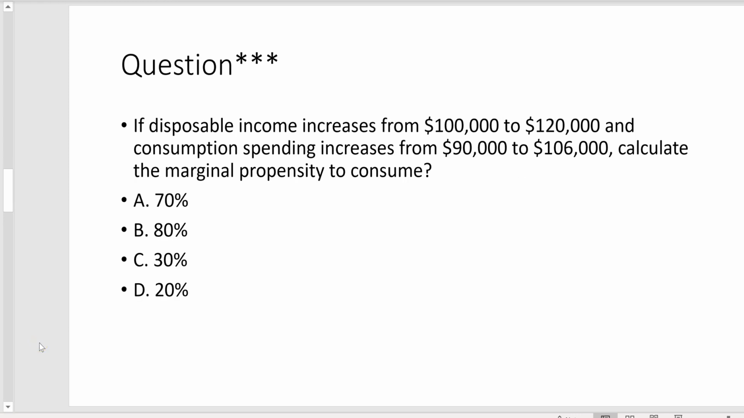If disposable income increases from $100,000 to $120,000 and consumption spending increases from $90,000 to $106,000, calculate the marginal propensity to consume. So you had the increase in disposable income, and as a result you spent more, what's your marginal propensity to consume? Income went from 100 to 120. Spending went from 90 to 106.